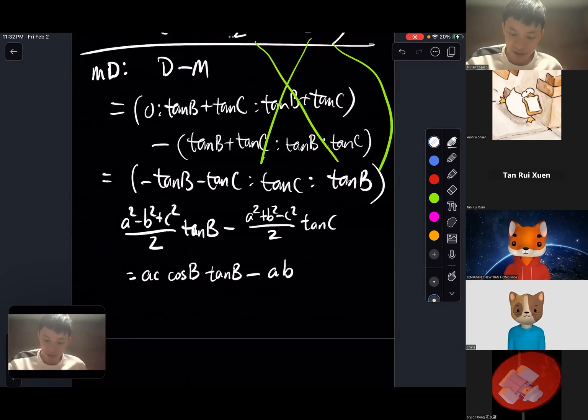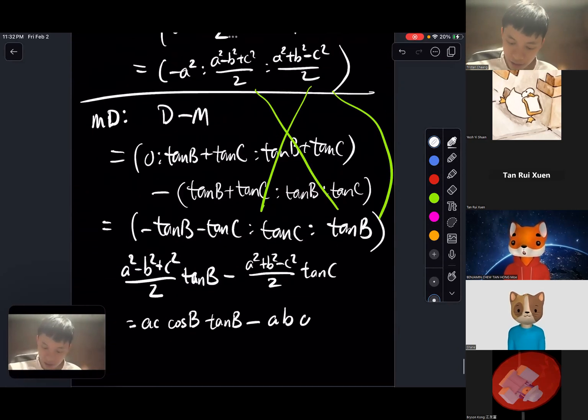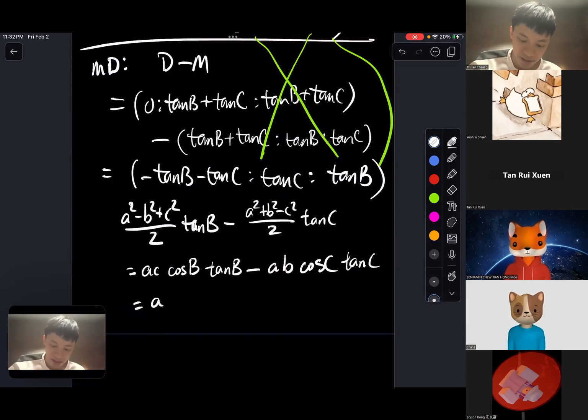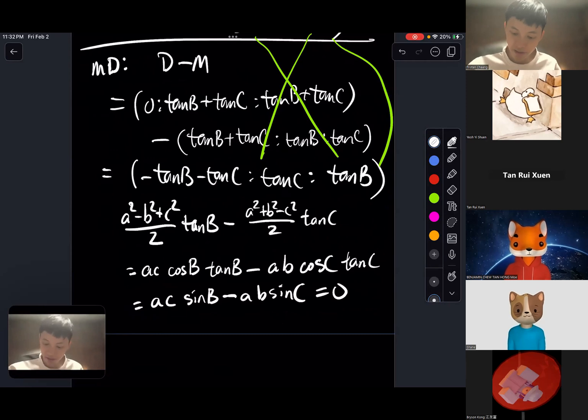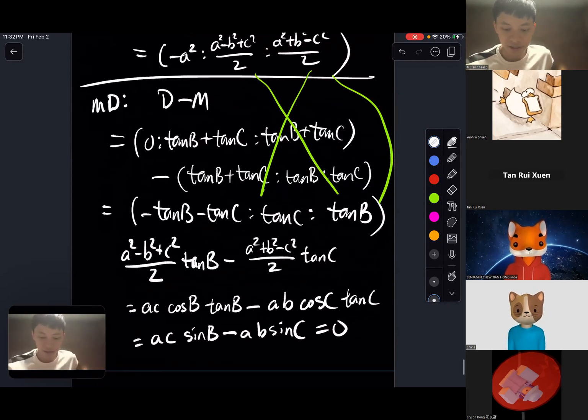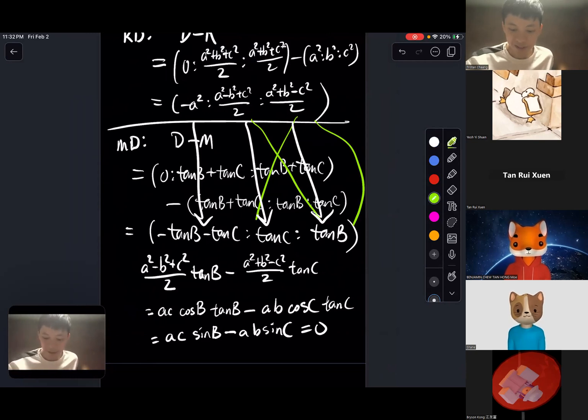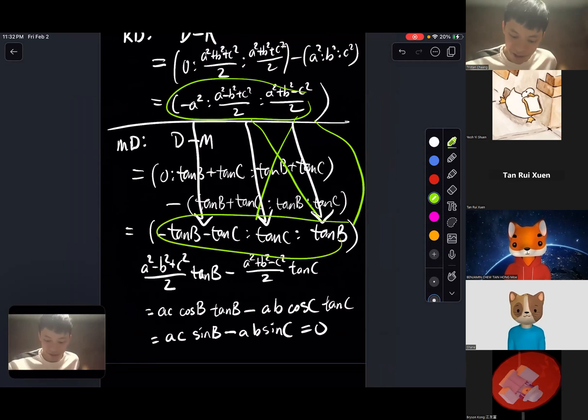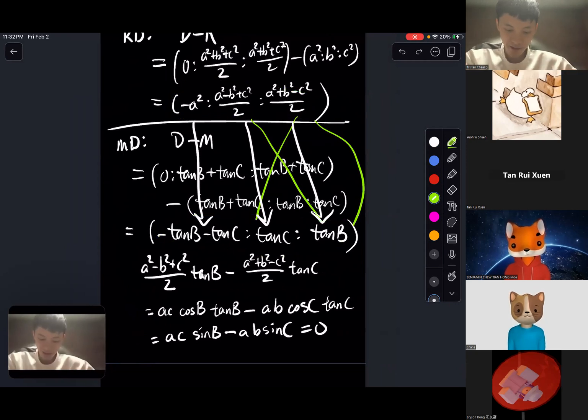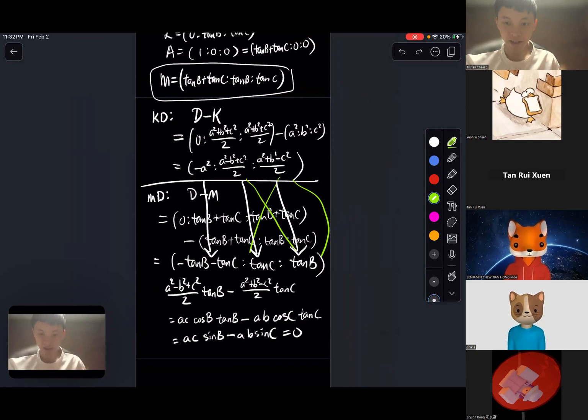So now here is AB cos C tangent C. This is AC sine B minus AB sine C. So this is zero. Exactly. So that means these two are parallel. And this is obviously parallel because, if you notice, these three add up to zero, these three add up to zero. So then we're done.